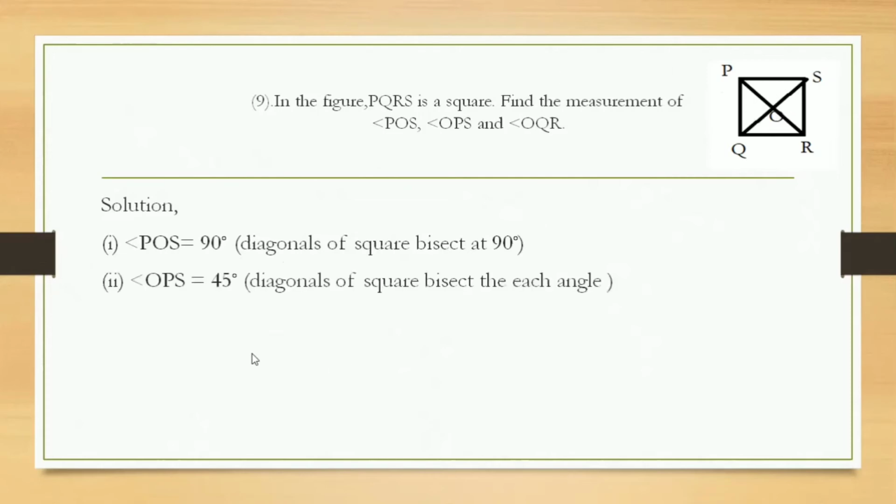And here, angle OPS. OPS is 45 degrees because this total is 90 and the diagonal bisects the angle of the square. Bisect means dividing into equal parts, so it will be 45 and 45. Now here, OQR is also 45 degrees. Diagonals of the square bisect the angle.